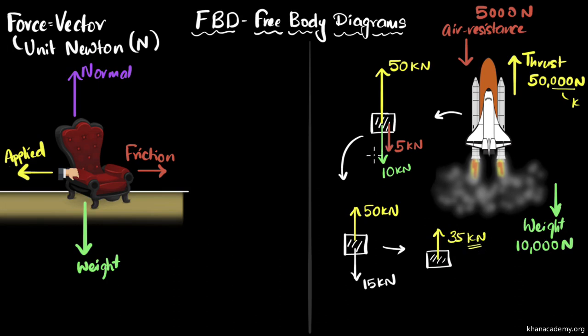And so you see, when the forces are in the same direction, we add. And when they're in the opposite direction, we subtract. And you keep doing that and you get your net force. And there we have it. The total force acting on my rocket is 35,000 newtons upwards.